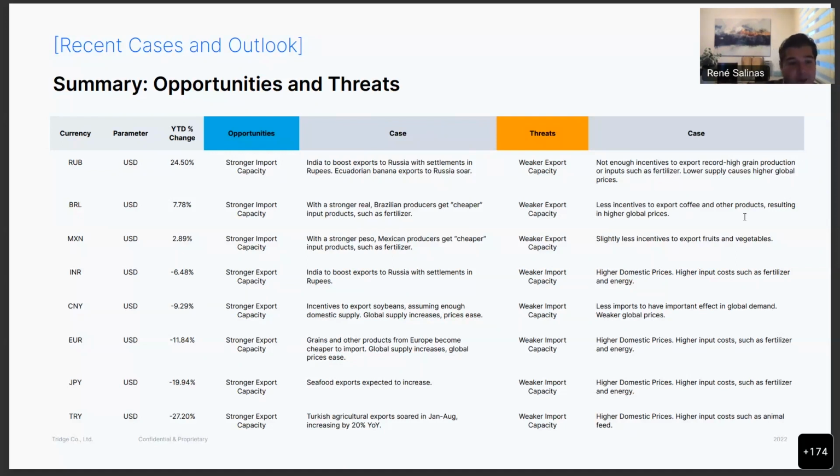And finally, of this selection of currencies we made, the worst hit currency was the Turkish lira, which has depreciated 27% against the US dollar. This weak lira has actually incentivized exports. Turkish agricultural exports have soared, increasing by 20% year over year in the period from January to August. But they also have a weaker import capacity, so they are facing higher domestic prices and higher input costs, such as animal feed.